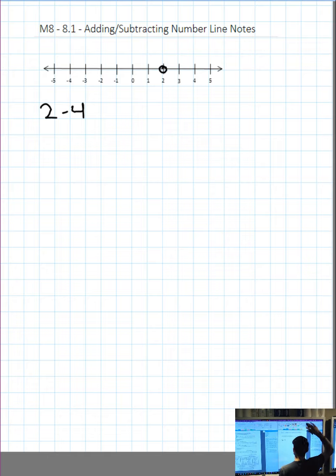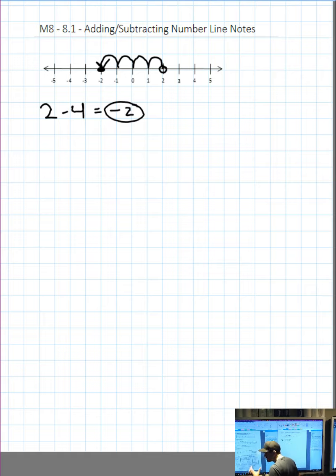Now, positive is to the right and minus is to the left. So if I have 2 minus 4, it means I'm going minus to the left. So I'm going to the left 4. 1, 2, 3, 4 with an arrow tip and a closed dot where I stand. Now, I am at -2, therefore the answer is simply -2, and I can circle that. I could check with a calculator. 2 minus 4 equals -2.